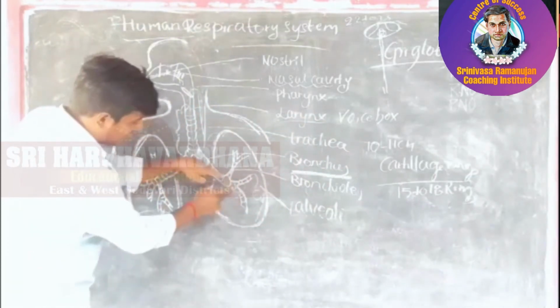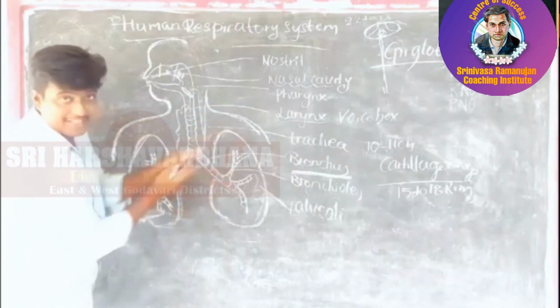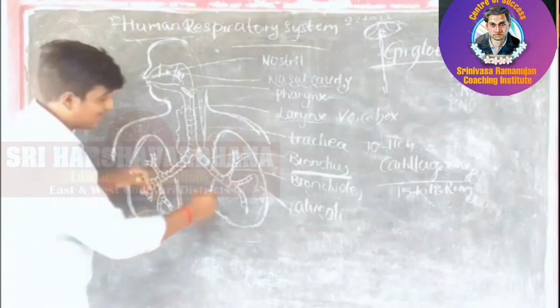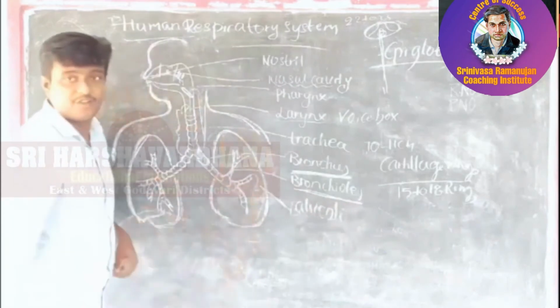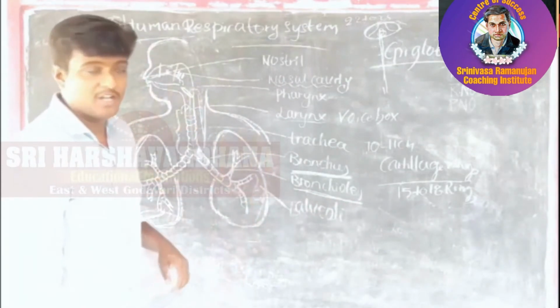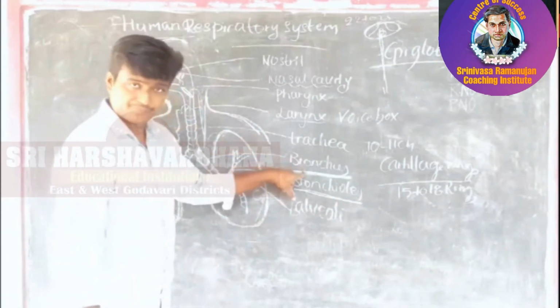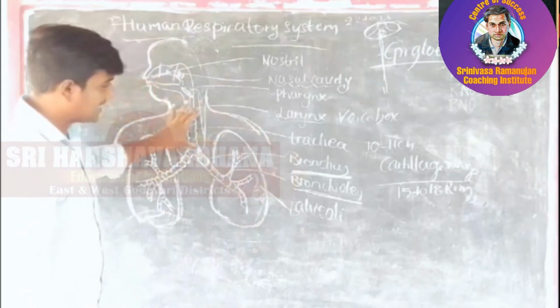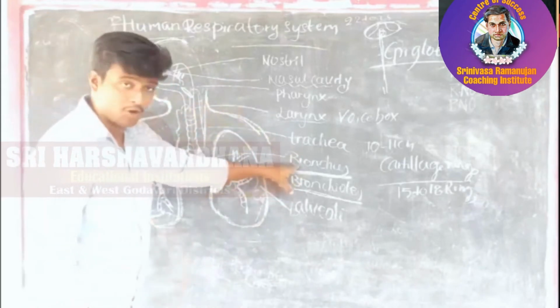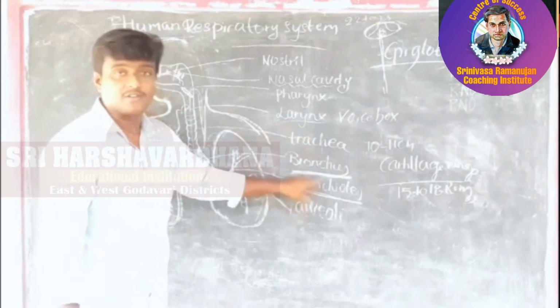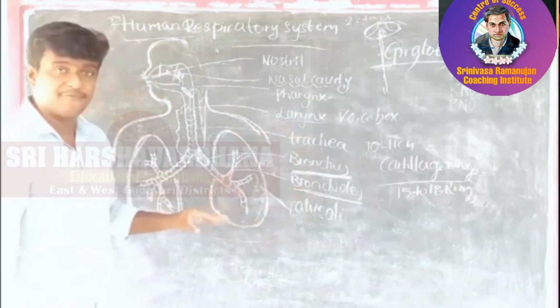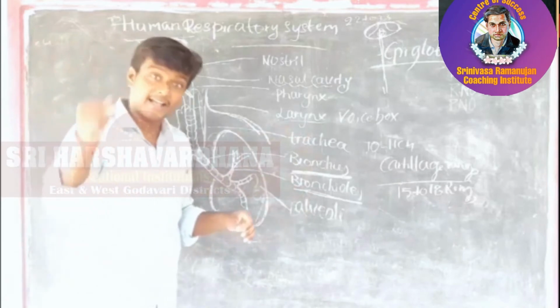After that, these bronchi are again divided. What do we call them? We call them bronchioles. The first one is a bronchus: the trachea divides and we call it a bronchus. Then this bronchus will again be divided into bronchioles. After the bronchioles are formed, they divide again.